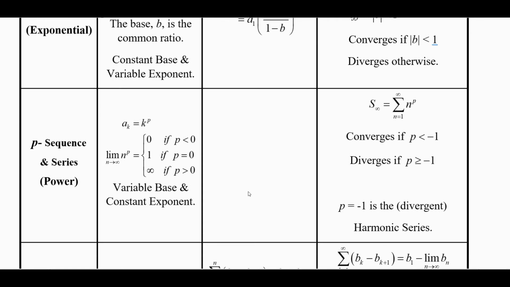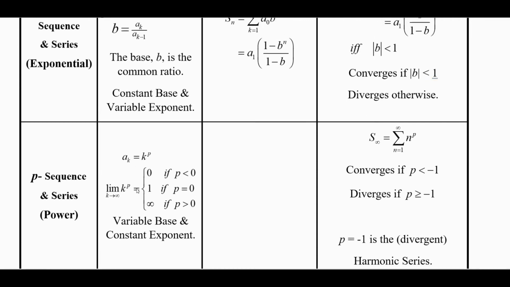A p sequence and p series is basically a power function with the domain restricted to natural numbers. So that's a sub k equals k to the p power. Notice that the limit of the underlying terms there is 0 if p is negative, 1 if p is 0, and infinity if p is positive. This is a variable base and a constant exponent, a power function versus an exponential function up here.